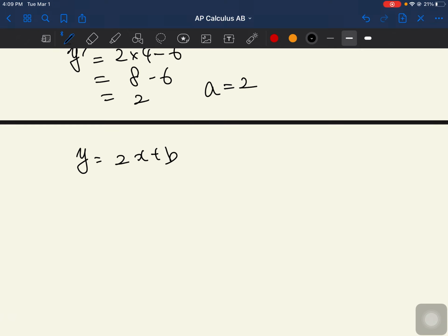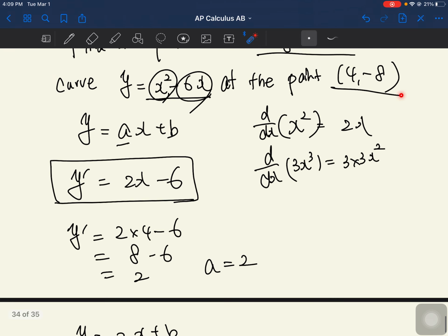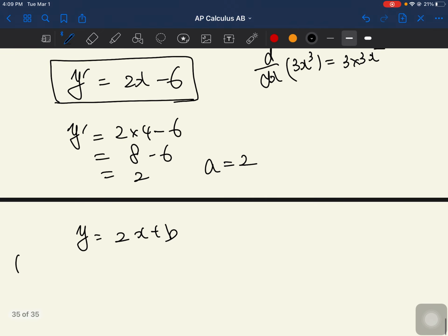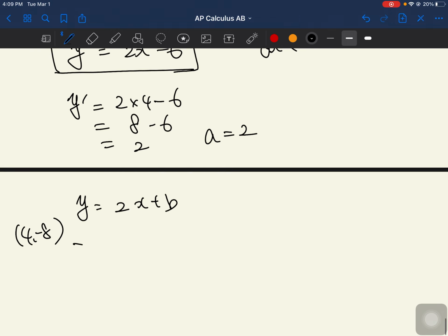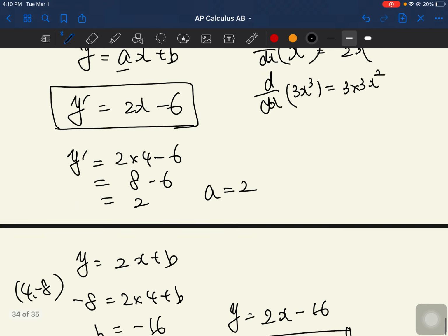Then the equation is y equal 2x plus b. Next you want to find b, because y and x you don't need to find. One more hint is here: this has a point at 4, negative 8. So you can just plug in this number here. It passes through 4, negative 8. Negative 8 is 2 times 4 plus b, so b equals negative 16. So now we got the answer: y equal 2x minus 16.